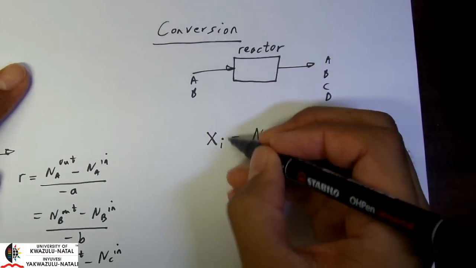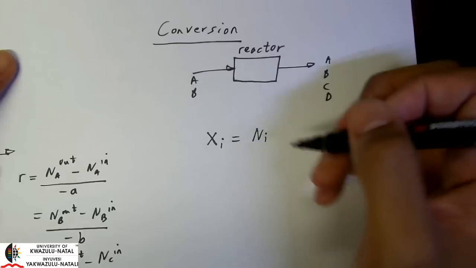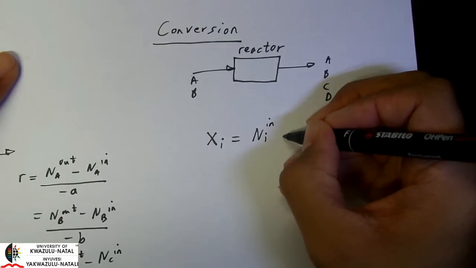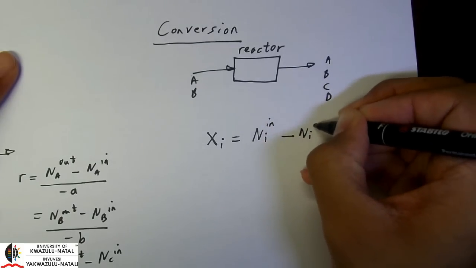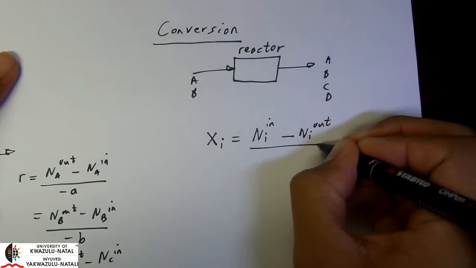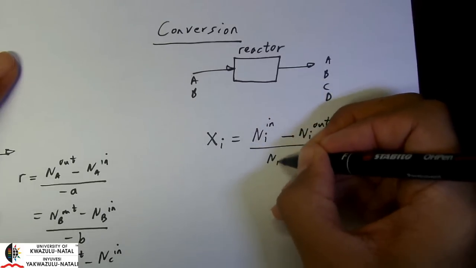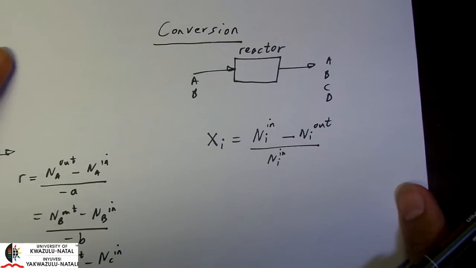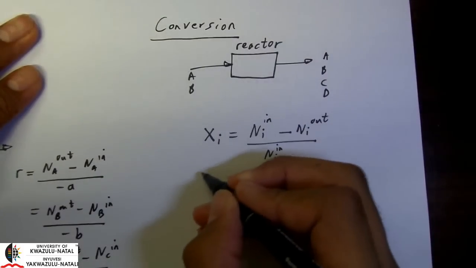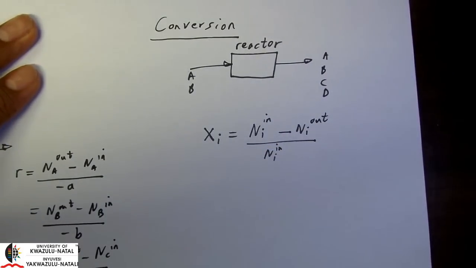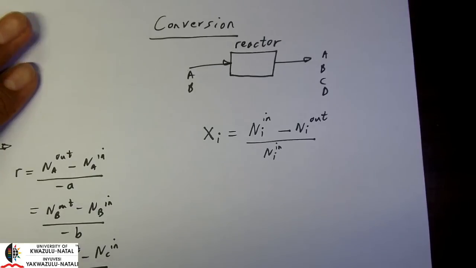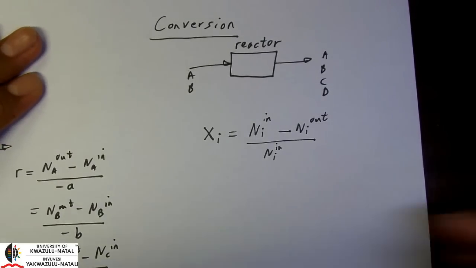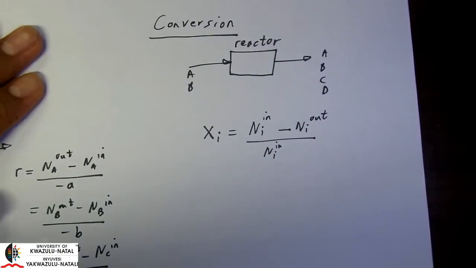Okay, and our conversion, denoted as Xi, is our input flow rate of our reactant minus the output flow rate of the reactant divided by the input flow rate of our reactant. I must stress that this is valid only for reactants. We don't speak of conversion of products, because products are not what's being converted. A product is being formed. A reactant is being converted to a product.